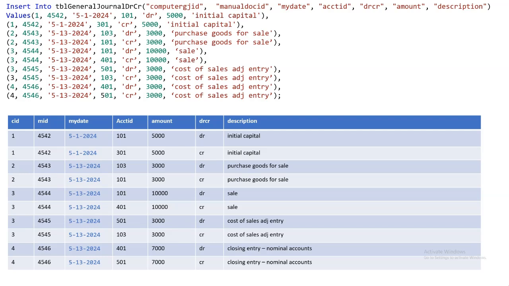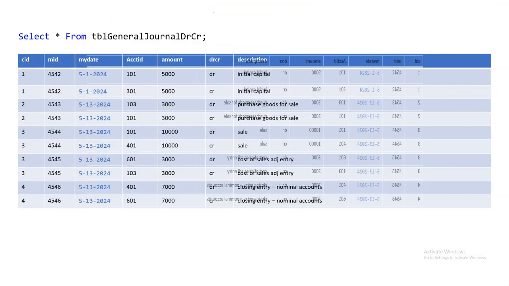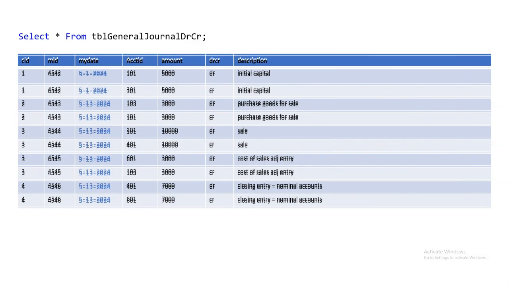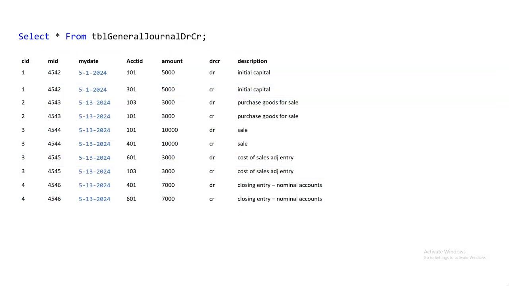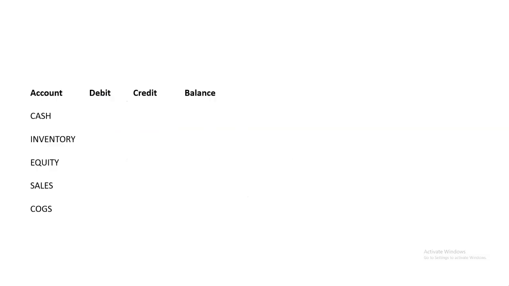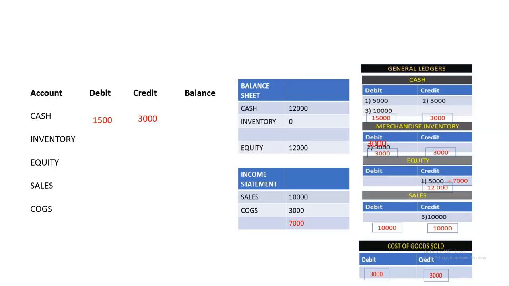So this time around, the general journal is being populated through these insert statements. And then we might need to just check our tables, and this is the select statement. The syntax is simple: just type select, then the asterisk, then the from clause, and then your table. So our objective really is to get to this type of setup, the trial balance type of setup.